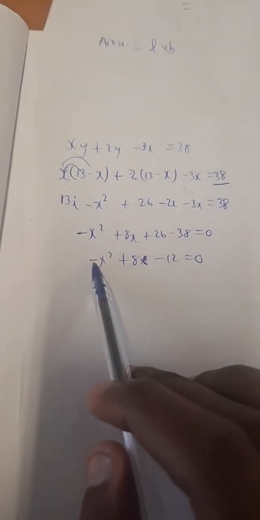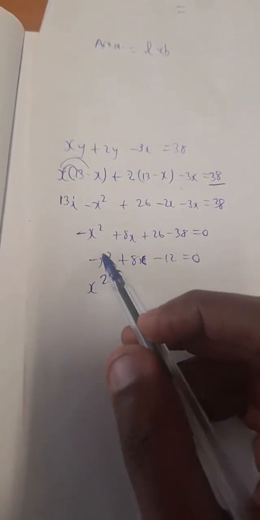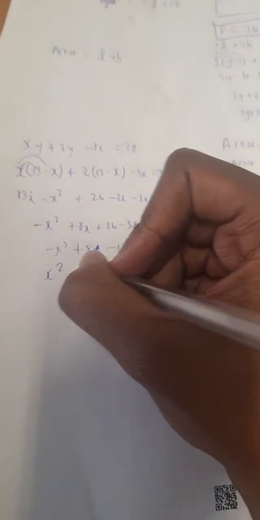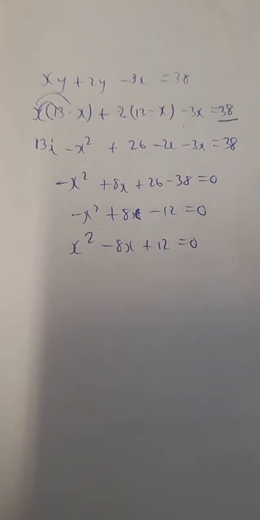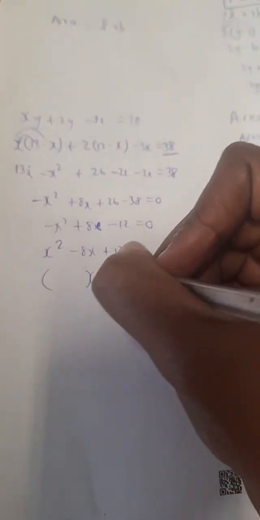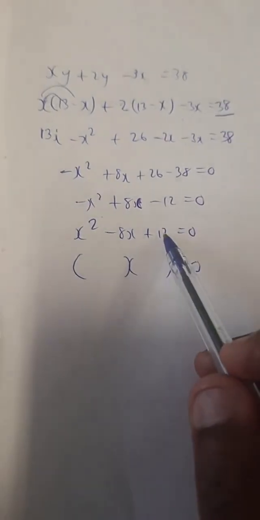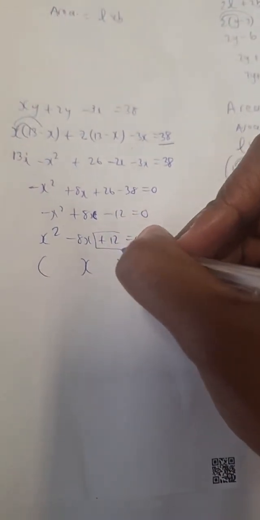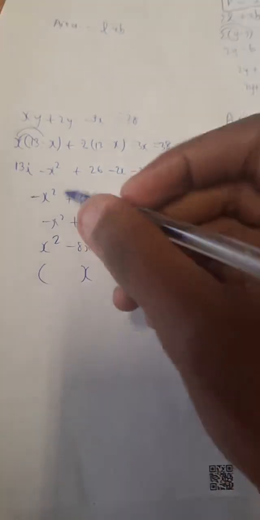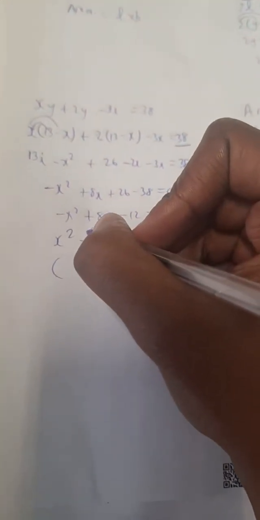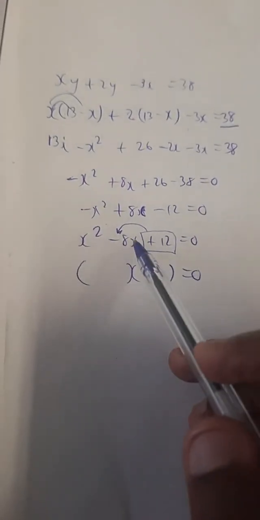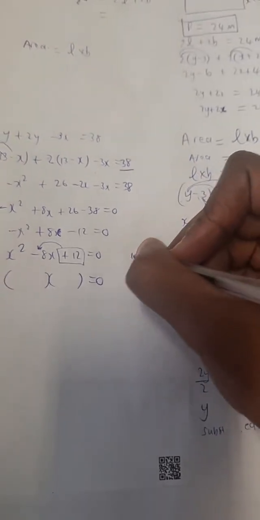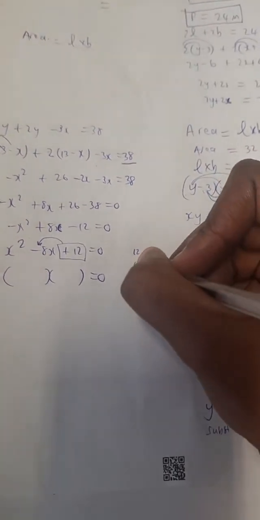Then, since the coefficient is negative, I divide all the terms by what? By negative 1. So that becomes x squared minus 8x, that becomes positive 12, that becomes 0. Then the factors. If the sign is positive and my middle term has a coefficient that is negative, I look for my factors of 12.